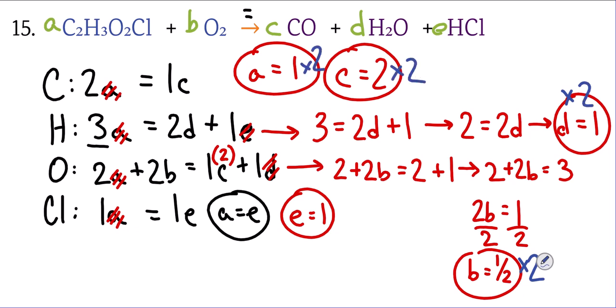Remember, with balancing, there are only really 2 rules. Have the same number of each atom type on each side, and have the simplest whole number ratio.